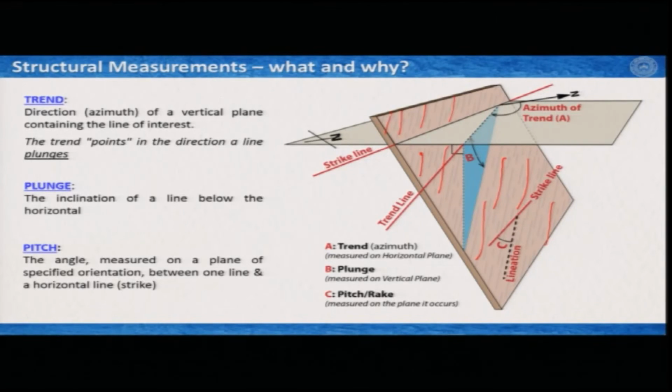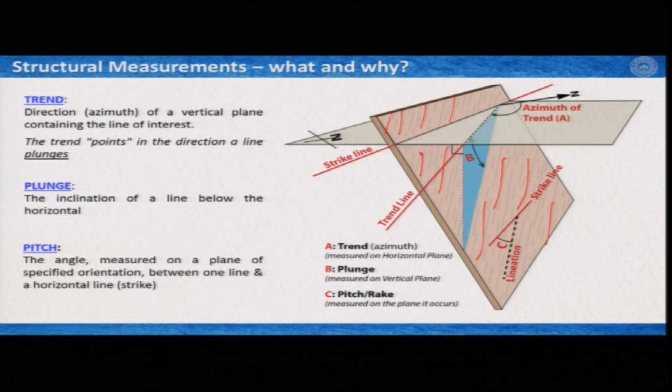Trend is the direction or azimuth of a vertical plane containing the line of interest, or the trend points the direction in which a line plunges. The plunge is the inclination of a line below the horizontal, and pitch is the angle measured on a plane of a specified orientation between one line and a horizontal line. This horizontal line is essentially the strike.